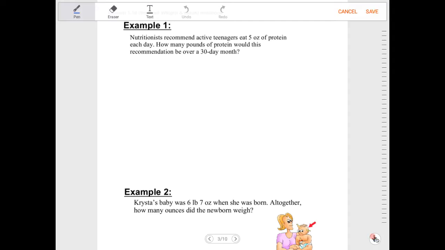Okay, so nutritionists recommend teenagers eat 5 ounces of protein each day. So you want to figure out how many pounds of protein over the course of a month. The first thing we have to do is figure out how many ounces in total. So we have 30 days. This is not a hard question. 30 days times 5 ounces, and that's going to give you 150 ounces of protein.